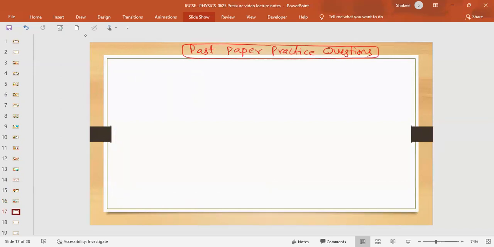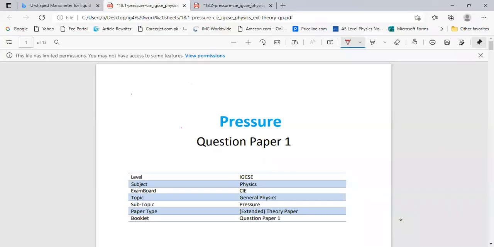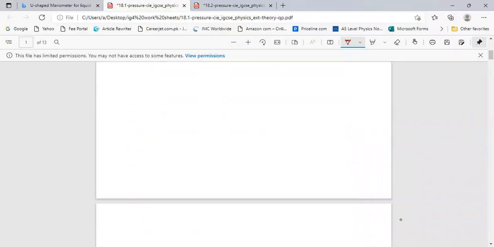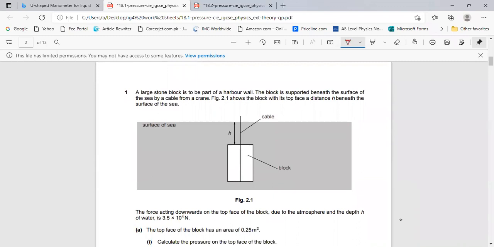Now we have to solve some past paper questions, and I will share the questions with you. Okay, so now we have to solve some pressure questions.